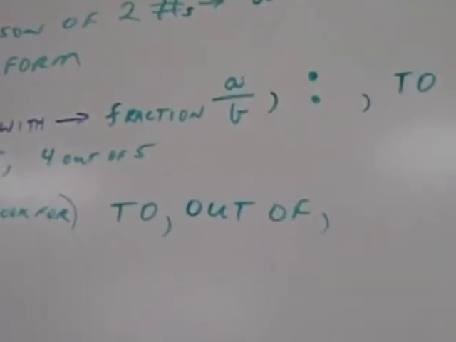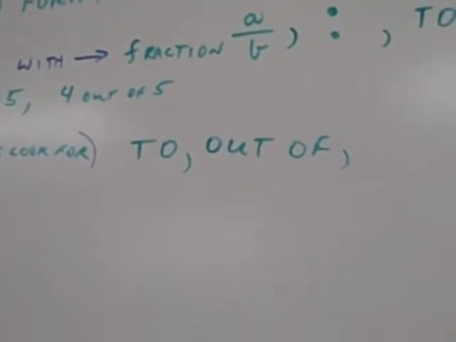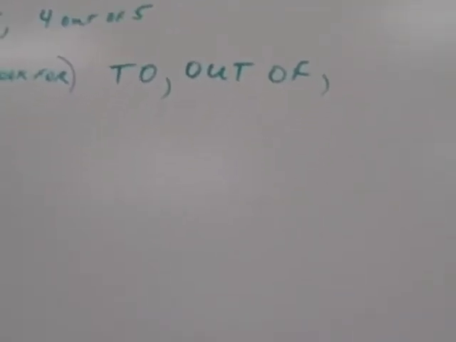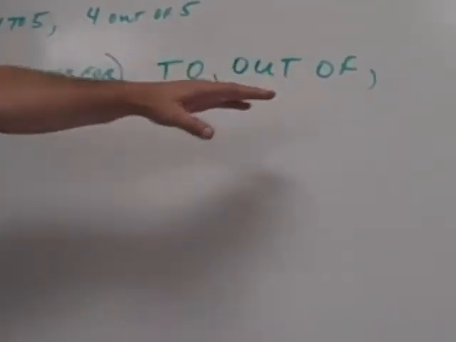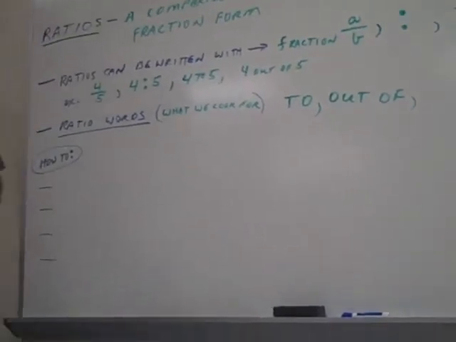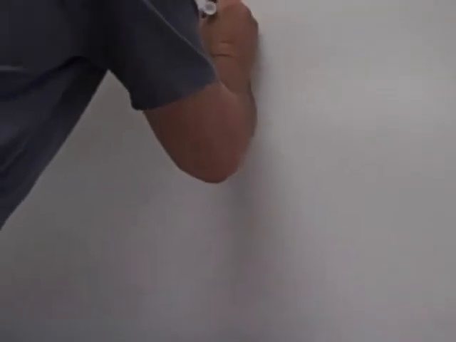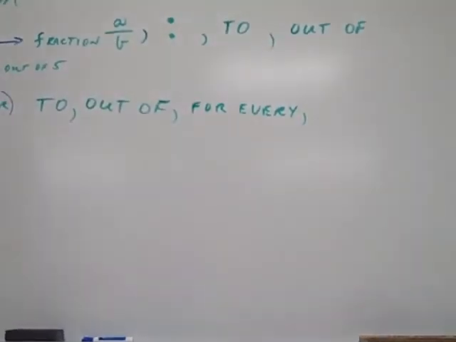Out of. The baseball team used 4 out of 9 bats. 4 out of 9 bats. That's in a math context. But the words out of make me look for the word ratio. And we're dealing with ratios. Alrighty? For every sometimes shows up. For every.